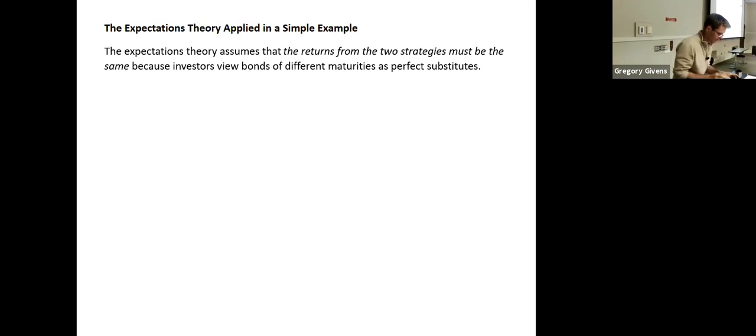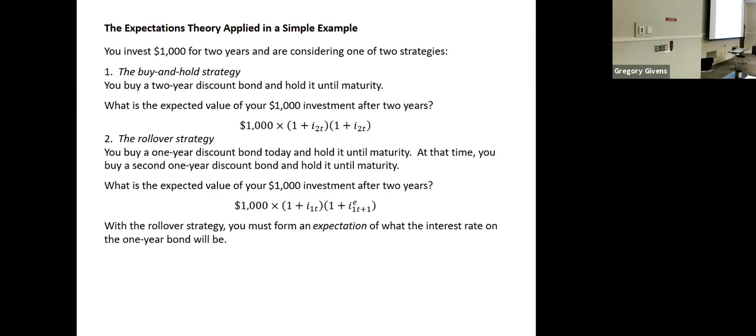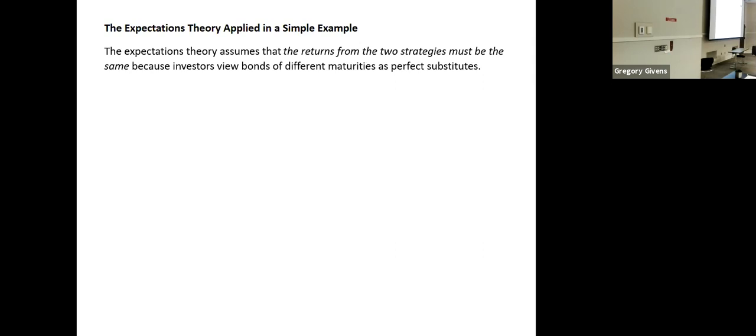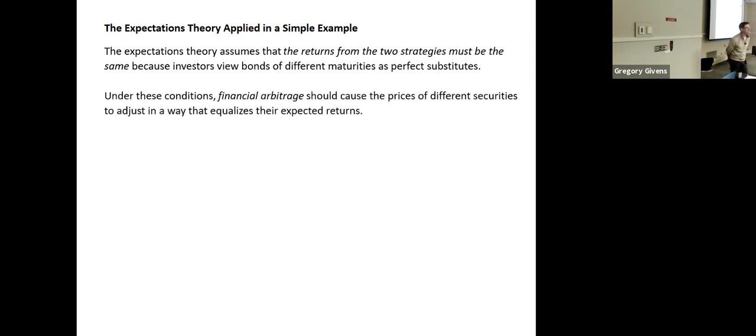Under the assumptions then of this pure expectations theory of the term structure, the returns from the two strategies should be equal to one another. Why does it not really matter whether Jameson picks the rollover strategy or the buy and hold strategy? Ultimately, what we're saying is that the expected value of the 2 year investment, the buy and hold strategy, should be the same as the rollover strategy. Why should those two things be the same?